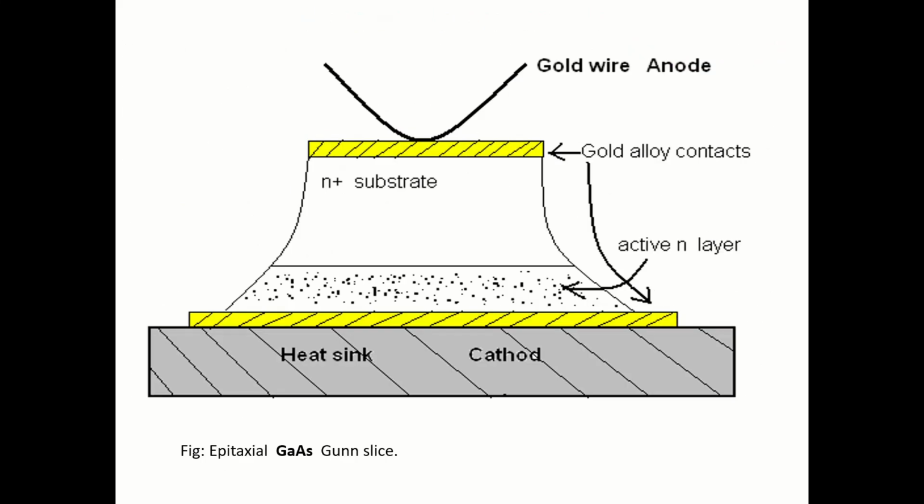So see, this is the epitaxial GaAs, that is gallium arsenide, Gunn slice. Here the gold wire, which is used for contact purposes, is the anode, deposited on the gold alloy contact. And this gold alloy contact is placed over the N plus substrate layer. And here the most important, the active N layer, is present. Then again the substrate base is used, then a heat sink is provided, and from that the other terminal, known as the cathode.